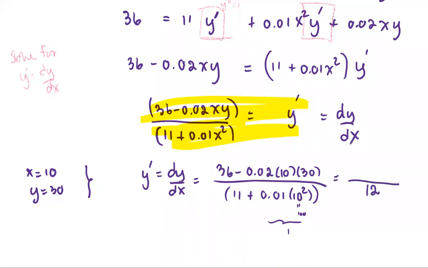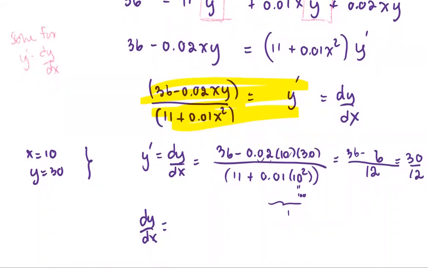Simplify the top. I have two decimal places here, 36 minus, the two decimal places and 20 take care of each other, so 36 minus 6, and that turns out to be 30 divided by 12. So my dy/dx is 30 divided by 12. The 6 can go into both of them: 6 goes into 12 twice, and 6 goes into 30 five times. So it reduces to 5 over 2.